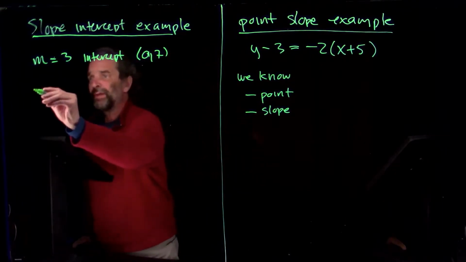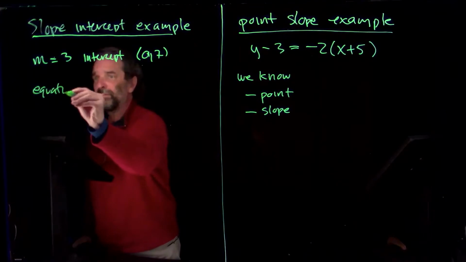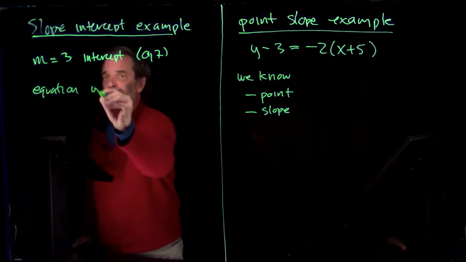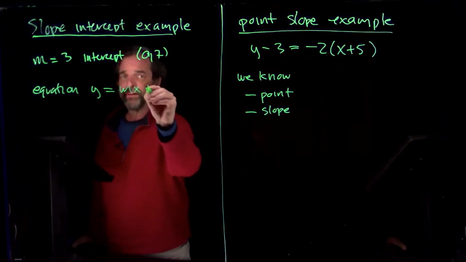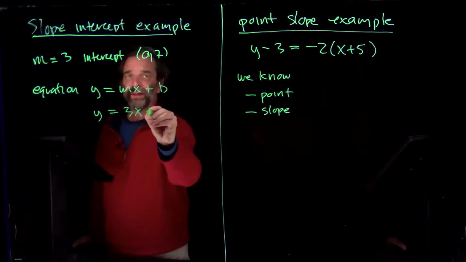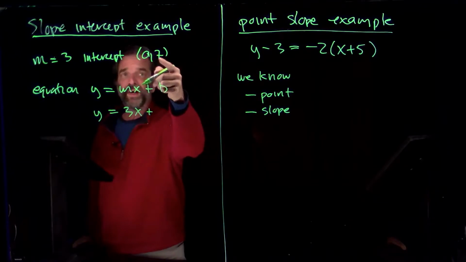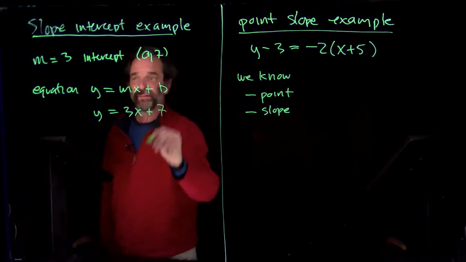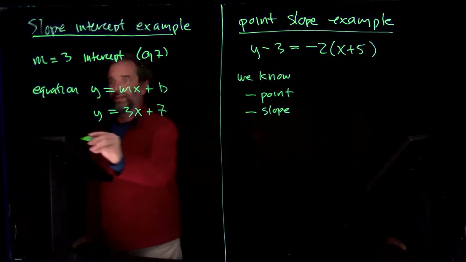So we know the form of the equation is y equals mx plus b. So we just write it down. y equals 3x. b is the y-coordinate of the intercept. Did that. And then we'll sketch the graph.